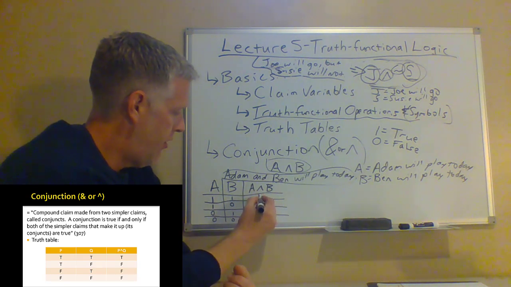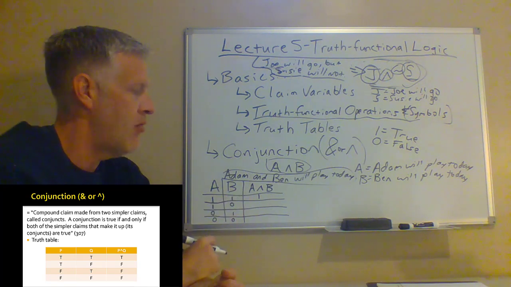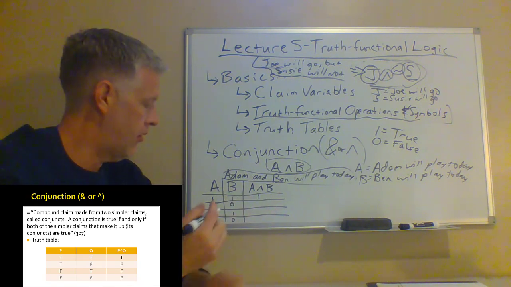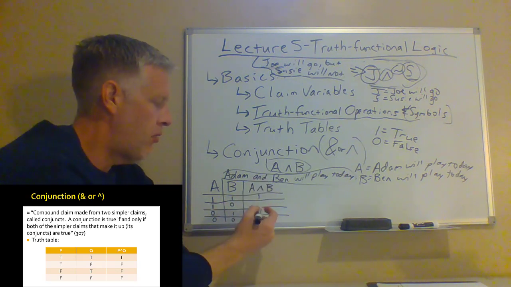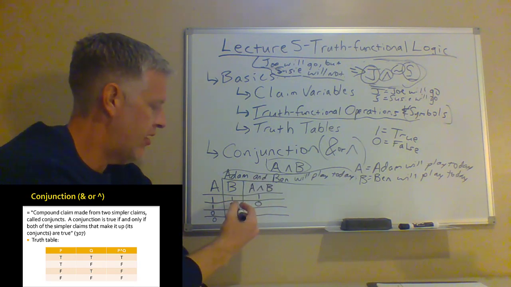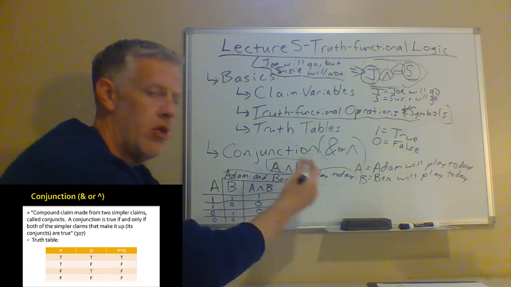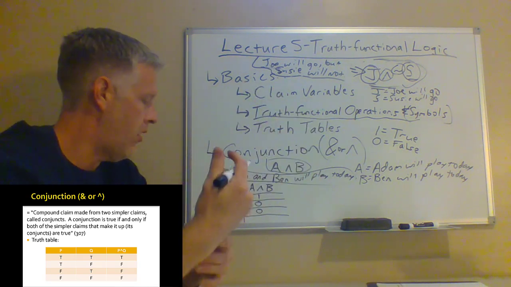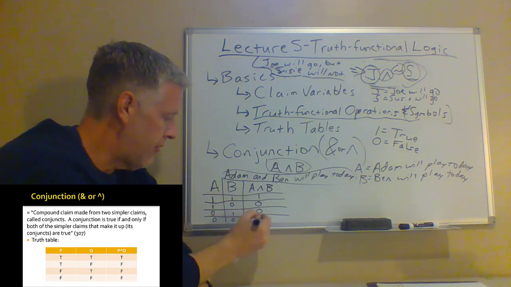Okay, so in this first row, when Adam does play and Ben does play, well, then "Adam and Ben will play today" is true as a whole. But in the scenario where Adam plays but Ben doesn't, well, then "Adam and Ben will play today" is false, okay? Because Ben didn't play. Same thing when Adam doesn't play. That conjunction, that compound claim as a whole, is false. And if they're really wrong, as I suggested earlier, if neither one of them plays.